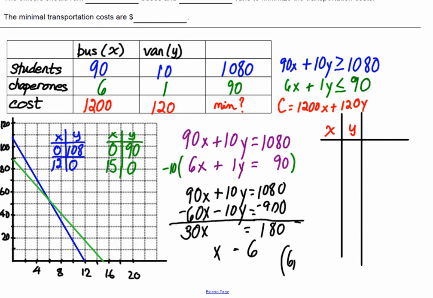If I take the 6, I can use either one of these equations and substitute the x with 6 and solve for y. I will get 54. So that ordered pair is 6, 54. Let's plot the intersection, 6, 54.